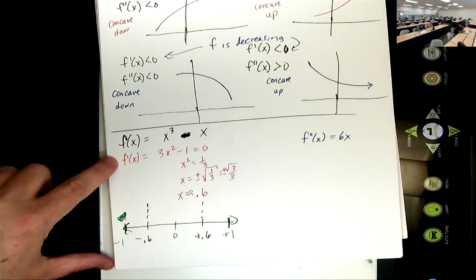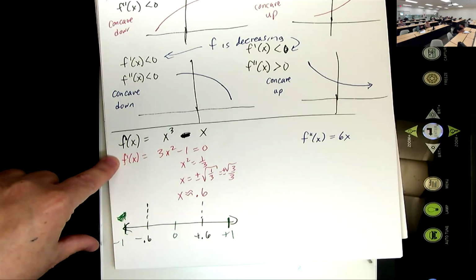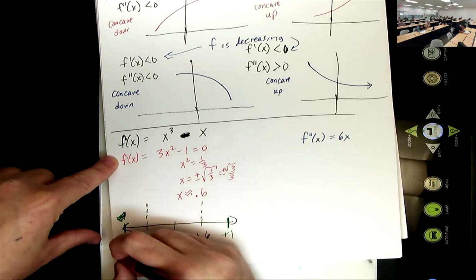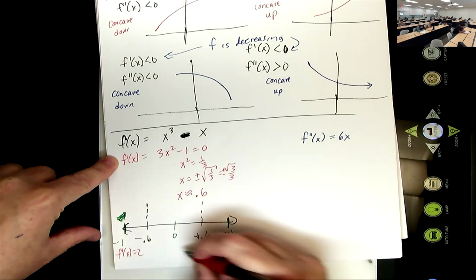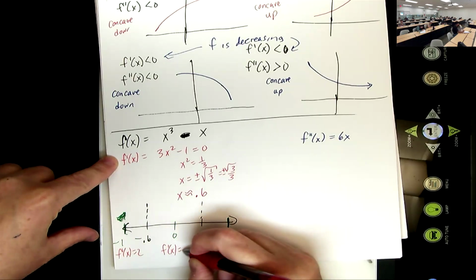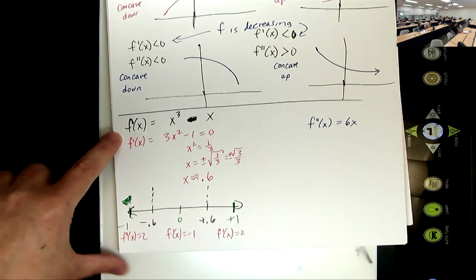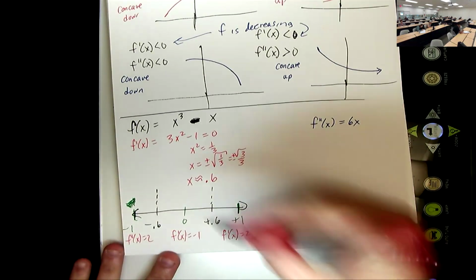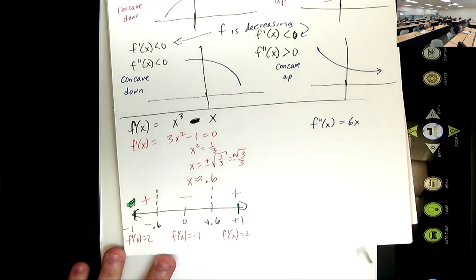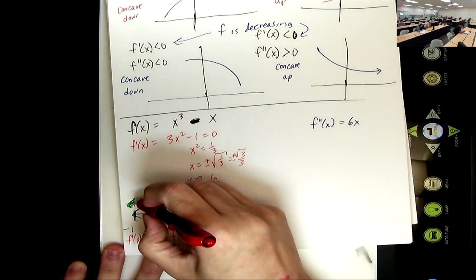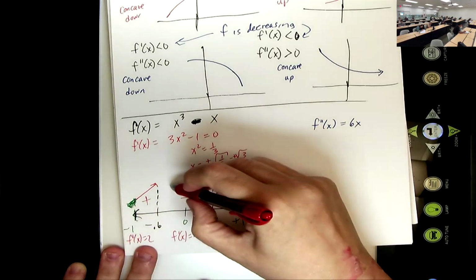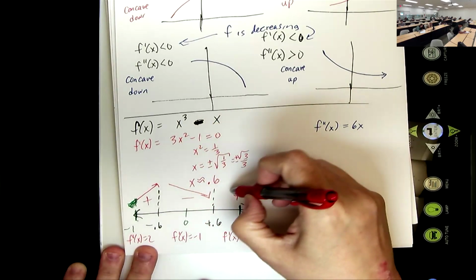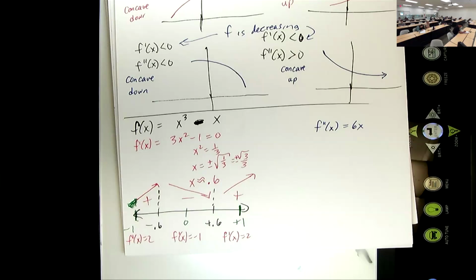Plugging in 0, using those values right here, makes this really easy. F prime of x equals 2 here, it equals 2 here, and it equals -1 here. I'm just plugging them in quickly. So it's positive, negative, positive. Which means if I do some arrows, this kind of helps you see a little bit better what's going on.